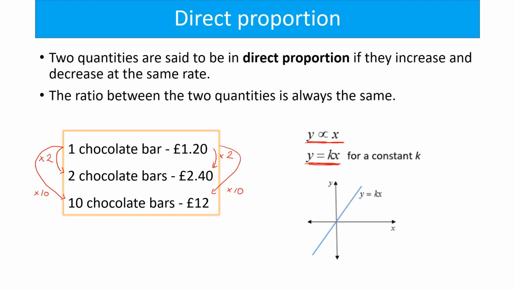You also should know that when it comes to representing direct proportion on a graph, it is a straight line that goes through the origin. It goes through the point (0, 0). So let's have a look at some statements.